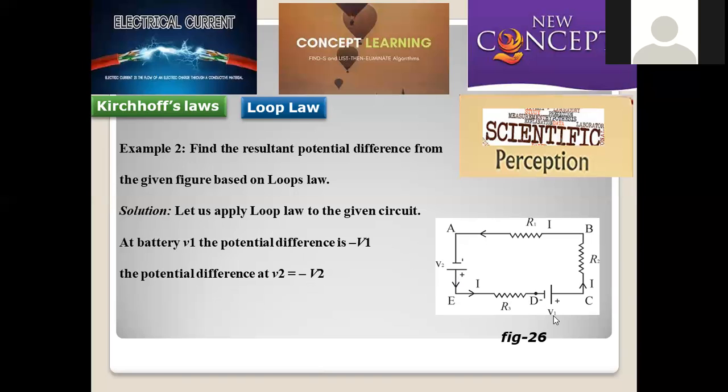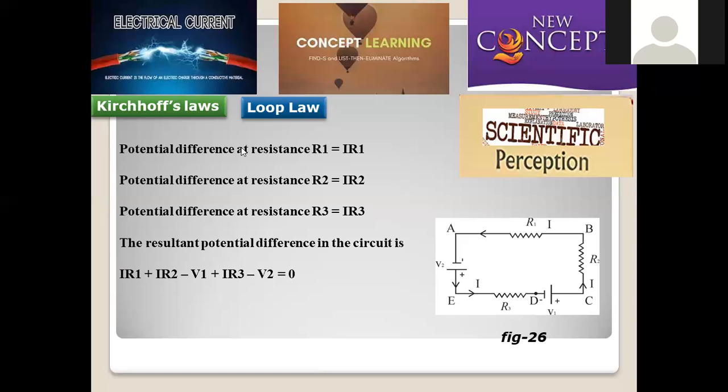And one battery whose potential is given as minus V1. And the second one, the potential difference is given as minus V2. Now, the potential difference of the resistance. The potential difference at a resistance R1. Where is R1? Here is the R1. At this R1, the potential difference is given as IR1.